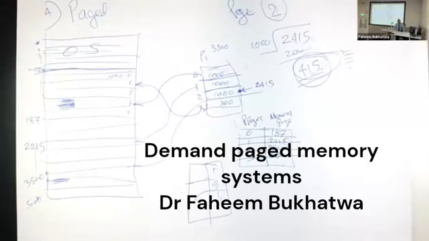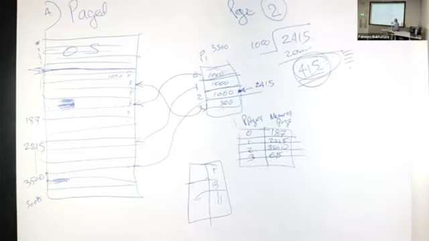Now, my question is, this is the kind of paged memory system where memory is divided into equal size pages. Programs are also divided, as a program comes in, it is divided into equal size pages, and every page is located in a certain page frame.